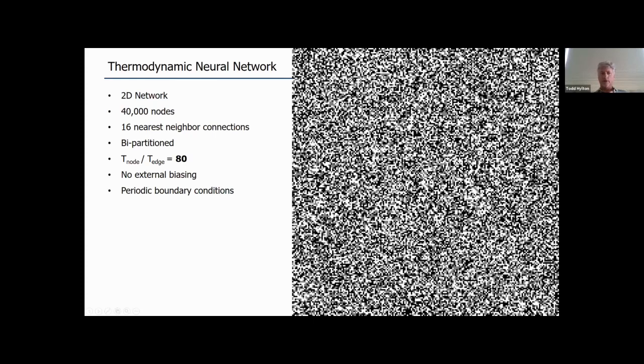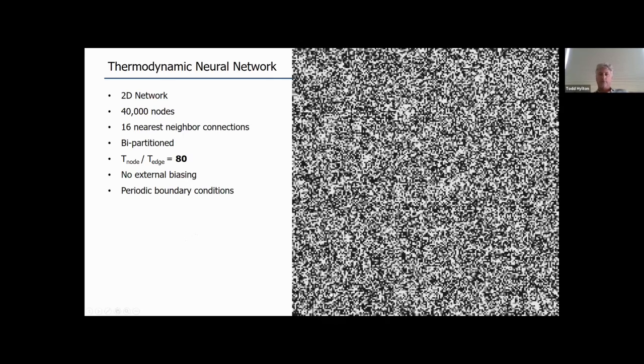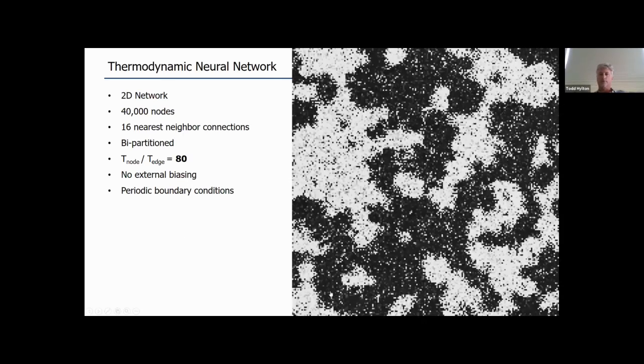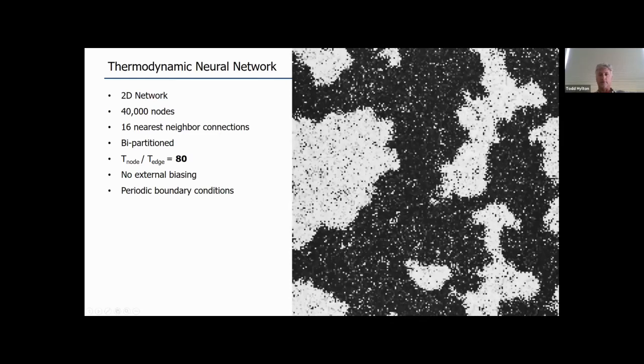So this is the same kind of network. It's a two-dimensional network. It's a much larger number of nodes. Each node is connected to its 16 nearest neighbors in its own partition. The node temperature is higher than the edge temperatures because that ends up giving some interesting dynamics, which I'll show you. There's no external biasing in this particular case, and there's still periodic boundary conditions. So this is what happens when you let the network evolve from an initially random state.